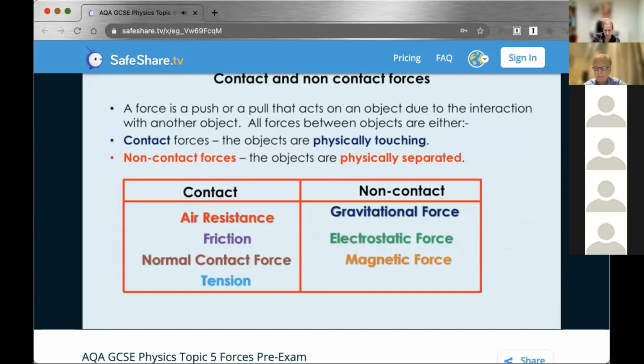particles that provide the air resistance. Or friction, that occurs when two surfaces slide past one another. Or the normal contact force, which happens when you rest something on a table or on any other surface, or tension, which is where the force in the rope.